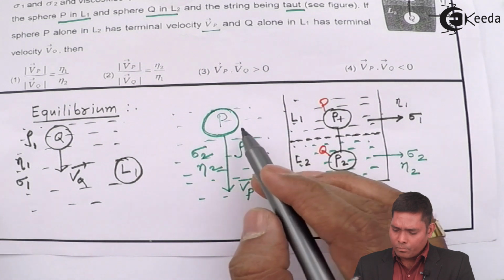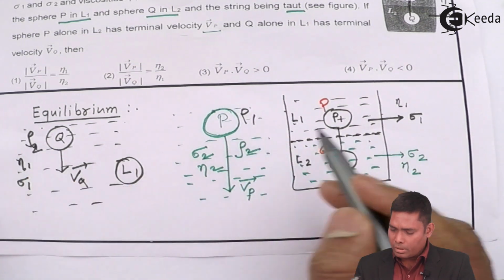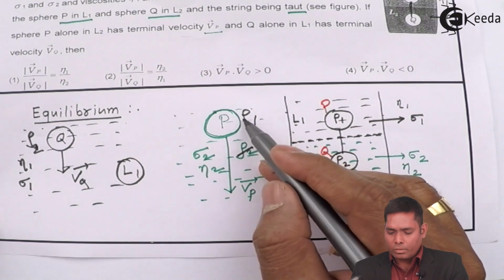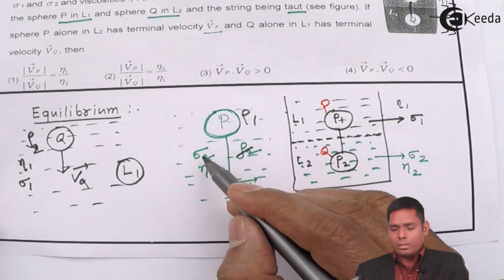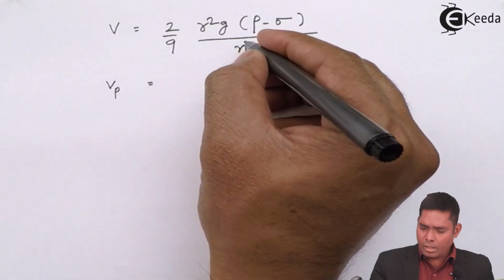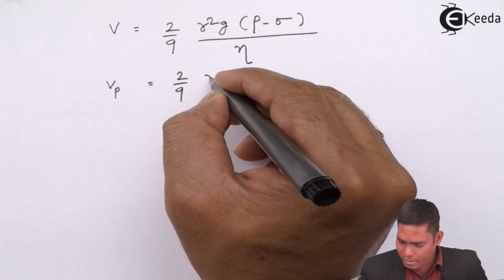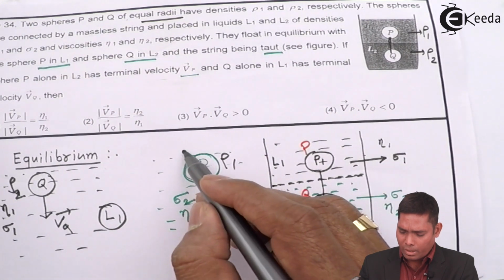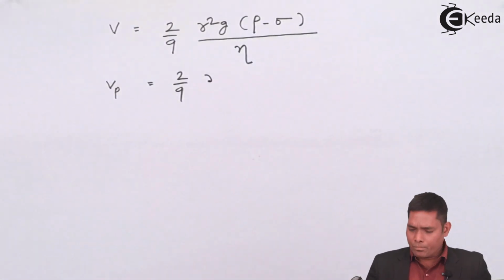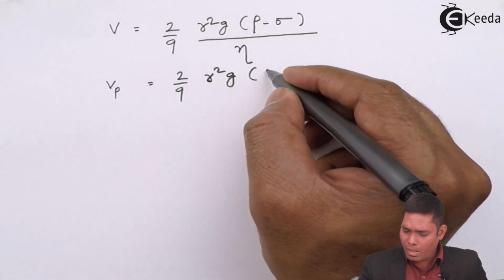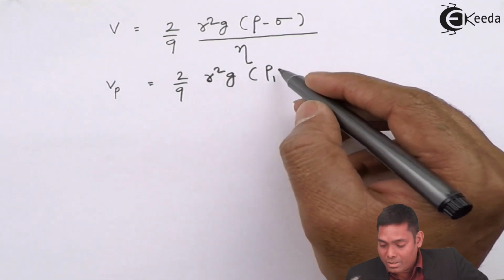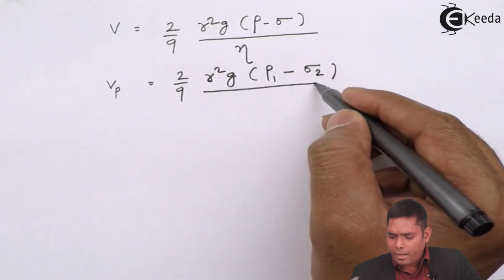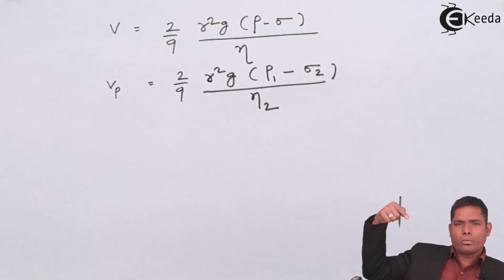And this P has density rho 1, and this Q has density rho 2. You can see here, P has density rho 1, not rho 2. Q is rho 2. So the density of this element is rho 1, immersed in a liquid of density sigma 2. Then this expression will become 2 by 9 r square. The radii are equal. Suppose I call the radius of this sphere r, then I also call this r. The radius being the same, r square g will remain the same. The first object P has density rho 1, put in the liquid of density sigma 2, so rho 1 minus sigma 2, divided by eta 2 because that is in the liquid L2.